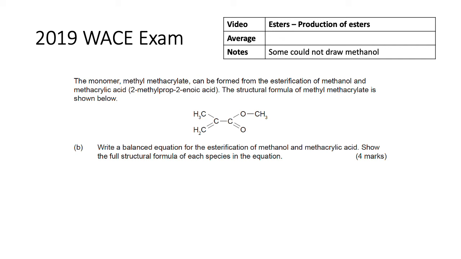And then the monomer methyl acrylate can be formed from the esterification of methanol and methacrylic acid. The structure of methyl methacrylate is shown below. Write the balanced equation for the esterification of the methanol and the methacrylic acid. Show the full structural formula of each species in the equation. So you've got to draw the full structural formula, which means you've got to draw it out. So you've got one of them, so you can just draw that one out.